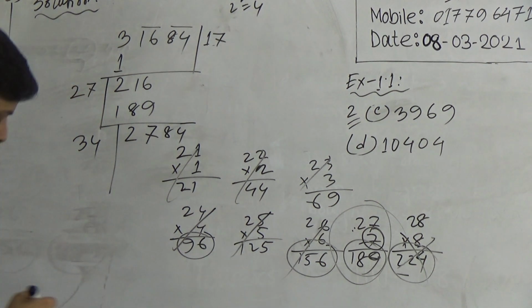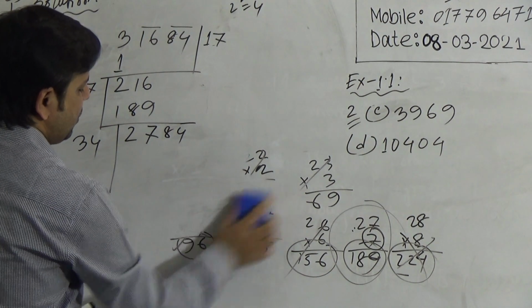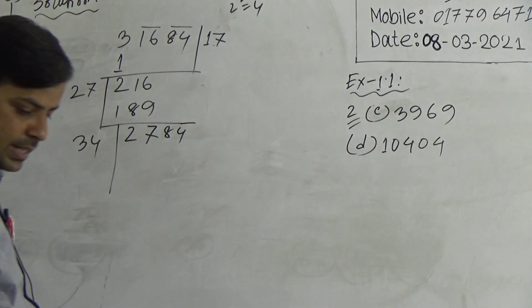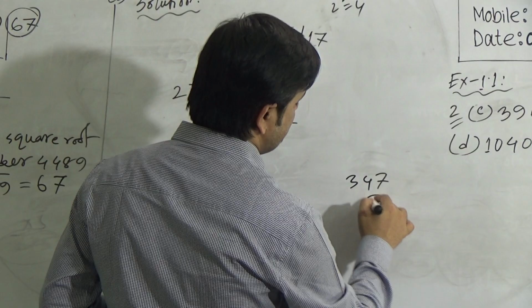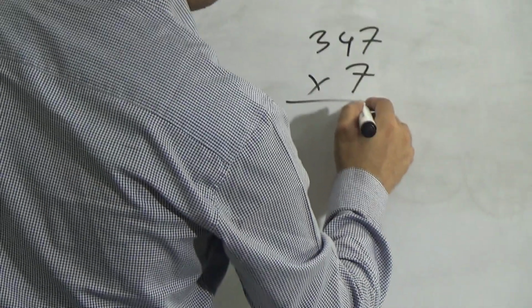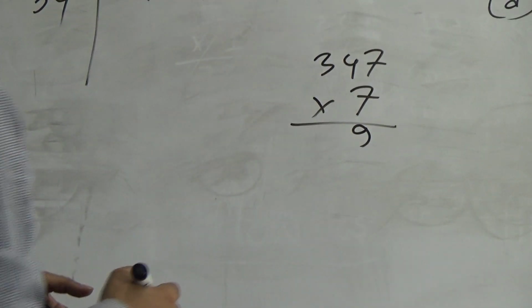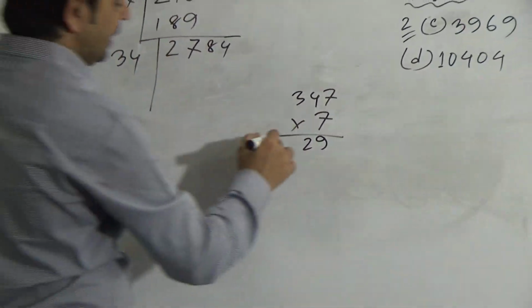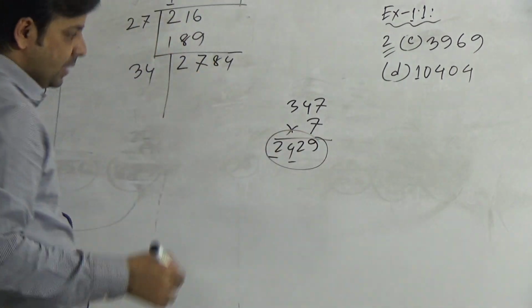What can we take now? Again we have to check. Checking with 1 is too small, so no need to check by small digits, check by a larger digit. If we check by 7, 347 multiplied by 7, what will happen? 7 7s are 49, 7 4s are 28 and 4, 32, and 7 3s are 21 and 3, 24. This is 2429, but this is 2784.